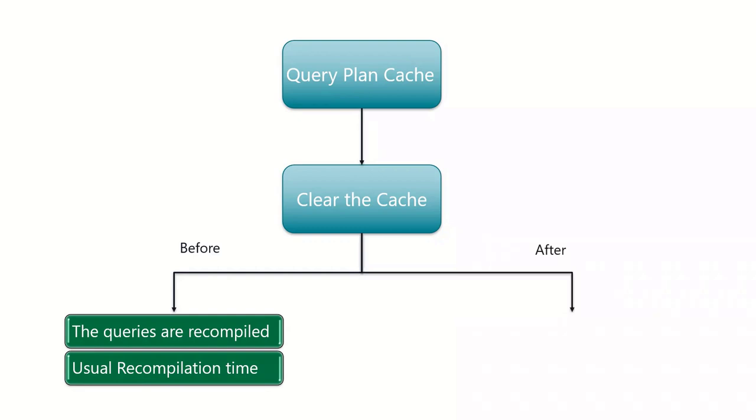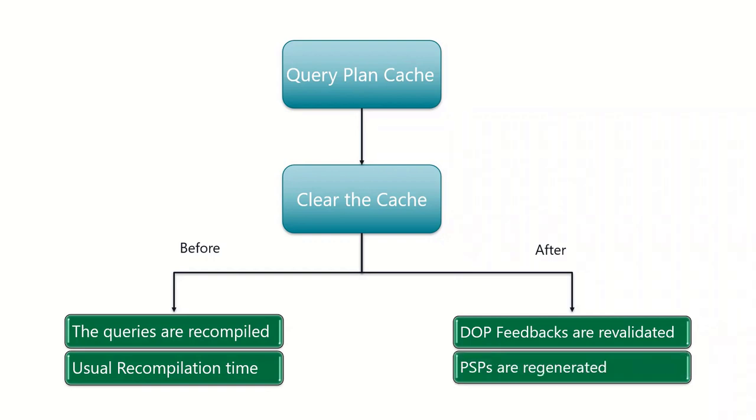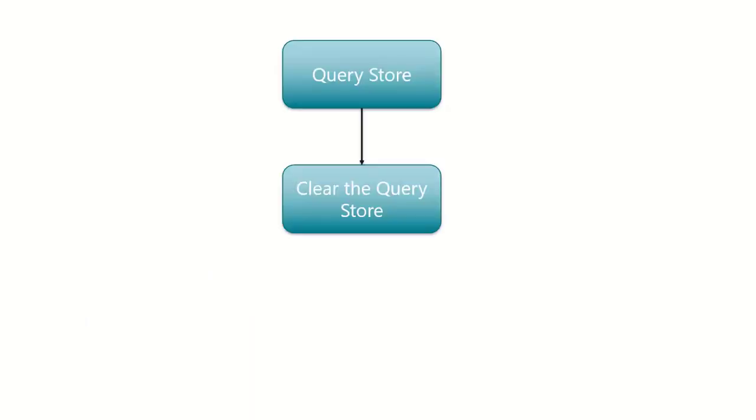But now, on SQL 2022, the DOP feedbacks are dropped from the cache. So the query processor needs to revalidate our DOP feedback. PSPs need to be regenerated. These are some examples of consequences of dropping the procedure cache. But more than that, now what about query store? Some years ago, query store contained the history of our queries. If that history was too big, taking too much space or something like that, we would go there and clear the history, clear the query store.